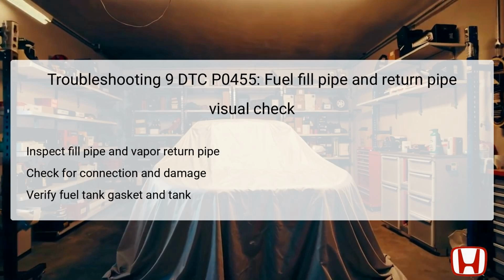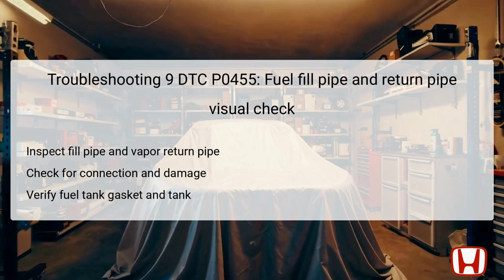This step involves a comprehensive visual inspection of the fuel fill pipe and vapor return pipe for any signs of damage, cracks, or loose connections. Proper sealing at the fuel fill pipe ensures emissions are contained when fueling or driving. Any damage here could cause large leaks. The fuel tank unit base gasket and the tank itself are also inspected because degradation can lead to vapor leaks and trigger DTC P0455. Replacing or repairing these parts if damages are found will be necessary.